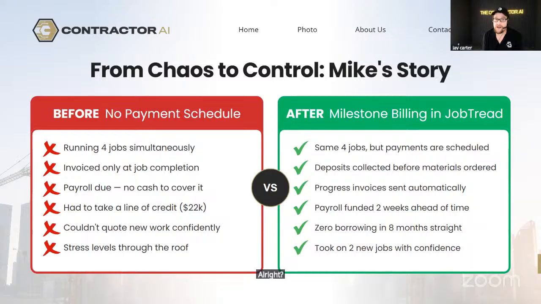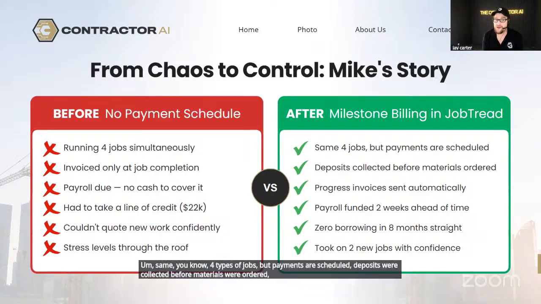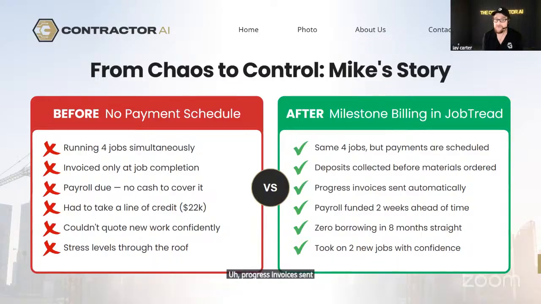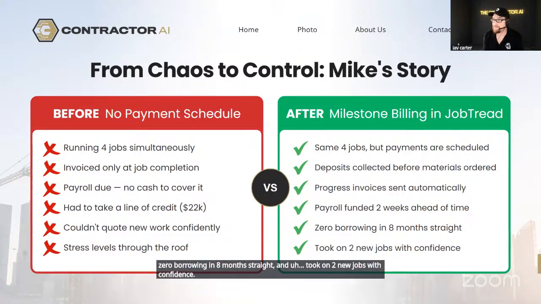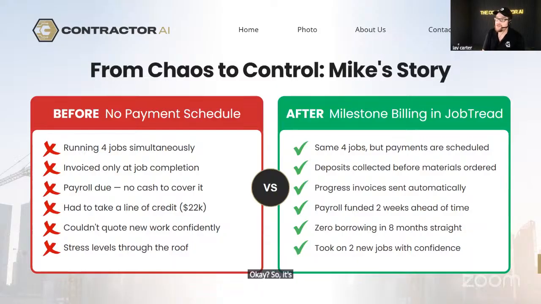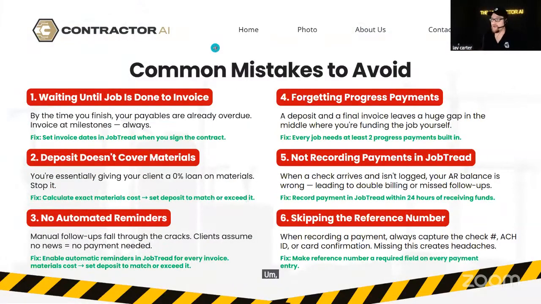Now the same thing, we set them up in JobTread. Same 4 types of jobs, but payments are scheduled. Deposits were collected before materials were ordered. Progress invoices were sent automatically. Payroll was funded 2 weeks ahead of time. Zero borrowing in 8 months straight, and he took on 2 new jobs with confidence. It's amazing how just a small change would equate to such a better outcome. And we see this pretty consistently, especially using the tools that are available to everybody.